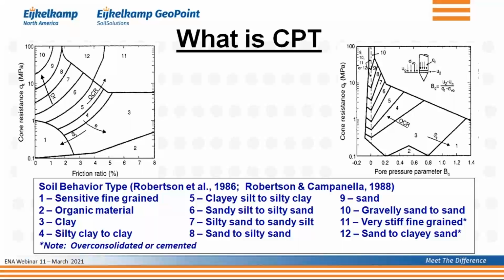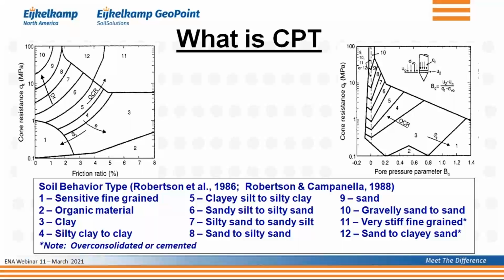What Robertson and Campanella have done is develop these charts where you see a whole bunch of different numbered areas. Those areas indicate not what type of soil per se the cone is seeing, but how the soil the cone is going through behaves. That's why they call it the soil behavior type.